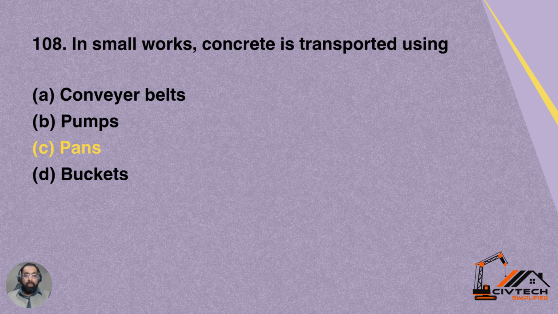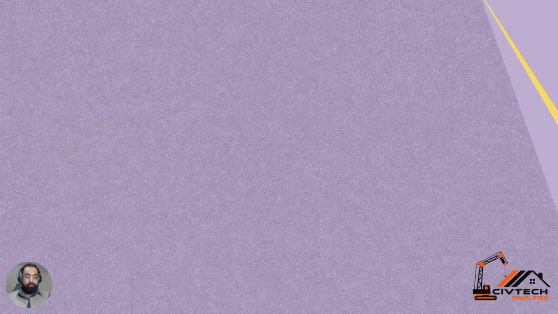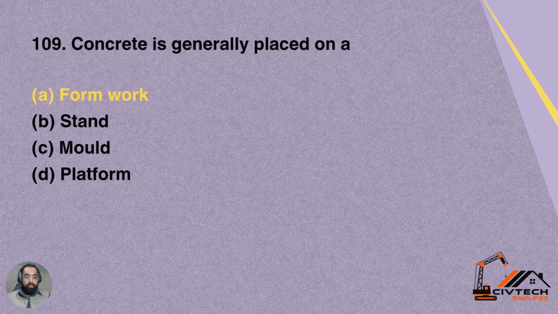Question 108. In small works, concrete is transported using option A, conveyor belts, option B, pumps, option C, pans, option D, buckets. So for small concreting, the concrete is transported using the pans. Option C is correct for this question.